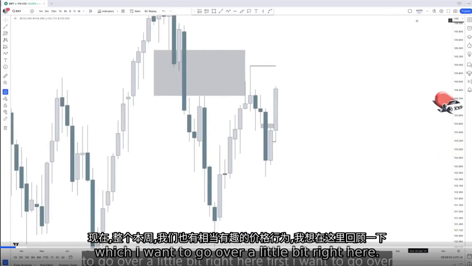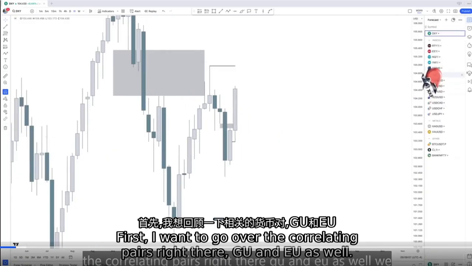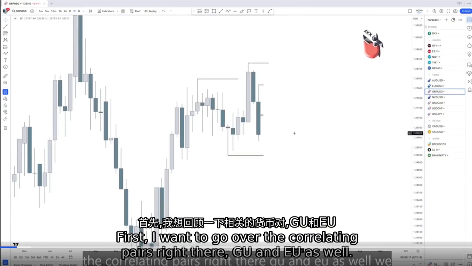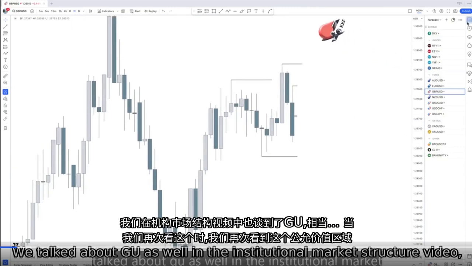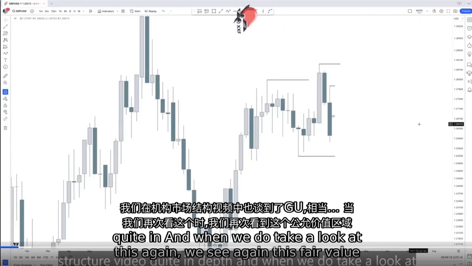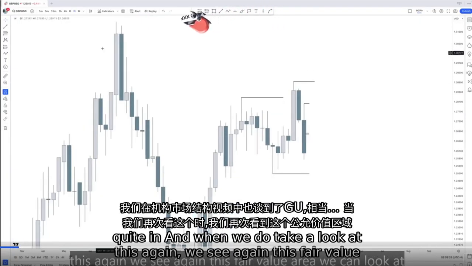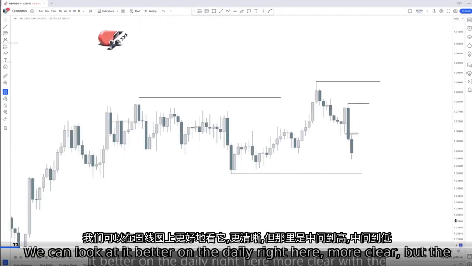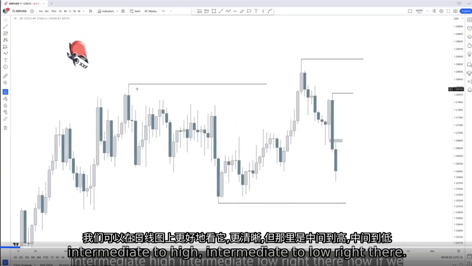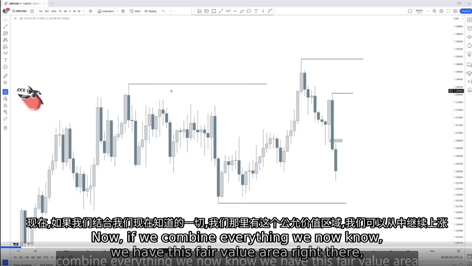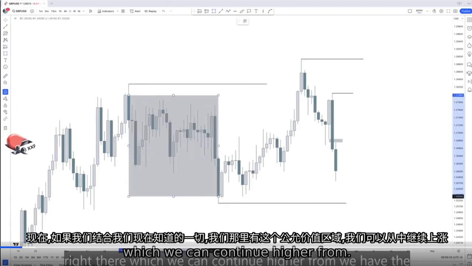First, I want to go over the correlating pairs right there, GU and EU as well. We talked about GU as well in the institutional market structure video quite in depth. And when we do take a look at this again, we see again this fair value area. We can look at it better on the daily right here, more clear, with the intermediate term high, intermediate term low right there. Now, if we combine everything we now know, we have this fair value area right there, which we can continue higher from.